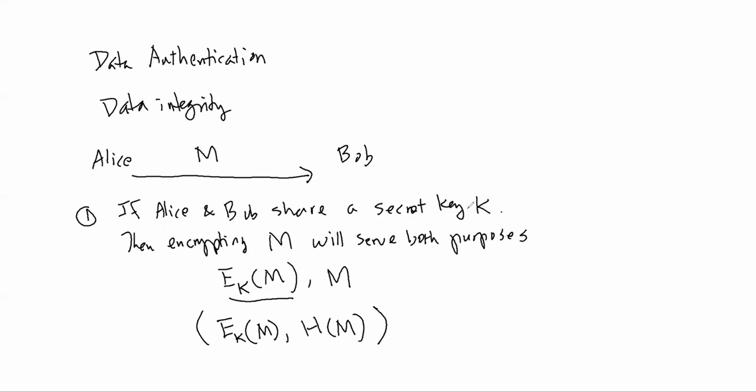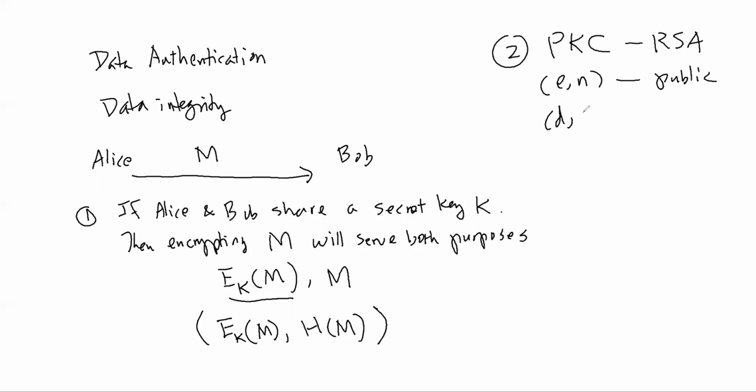If Alice and Bob don't share a secret, for instance, Alice just wants to say, this document comes from me, regardless of who the recipient will be, then the other approach is using PKC. Let's say we use RSA. Alice generates a parameter e, n, which is public, so anybody can have it, and then d, n, which is private.